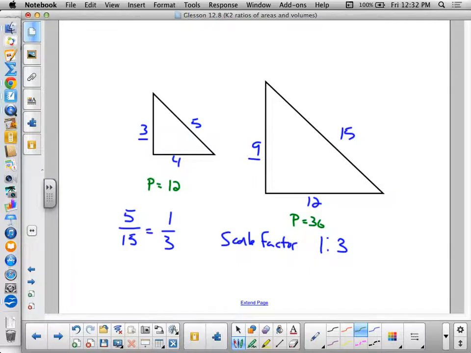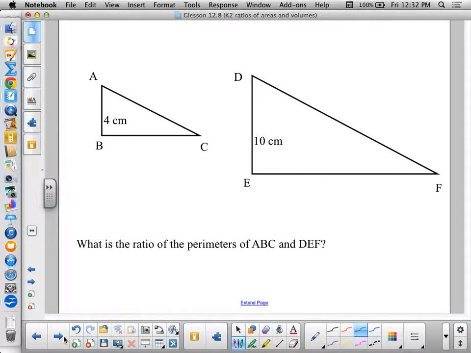So the perimeters, all the length measurements in similar figures exist at the same ratio, which we call the scale factor. Again, here I have two triangles, 4 centimeters and 10 centimeters of corresponding sides. What would the scale factor be? Well, we'd take the 4 to 10 and reduce that to 2 to 5, which would be my scale factor. Therefore, the ratio of the perimeters would have to be the same as the scale factor because perimeter is a length. So we'd still be 2 to 5.